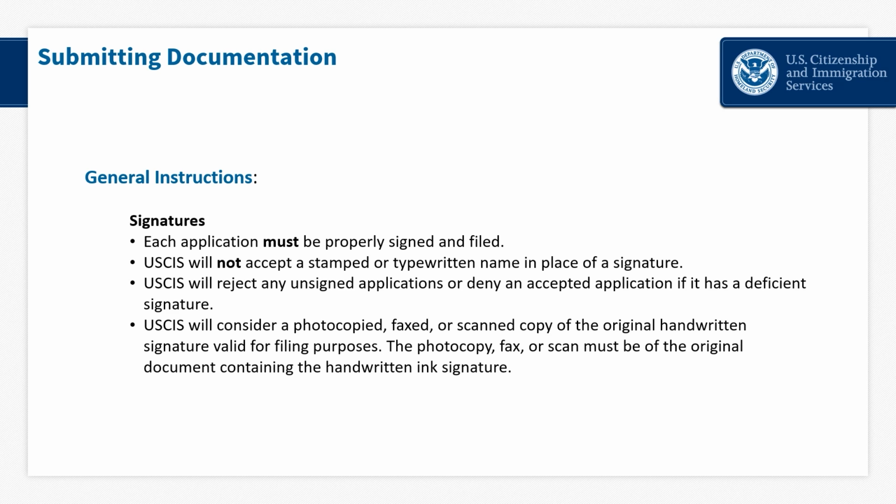This includes electronic signatures. USCIS will not accept signatures created by AutoPens or similar devices. Any unsigned applications will be rejected. If we accept the application but then determine the signature is deficient, we will deny the application. However, USCIS will consider a photocopied, faxed, or scanned copy of the original handwritten signature valid for filing purposes. The photocopy, fax, or scan must be of the original document containing the handwritten ink signature.